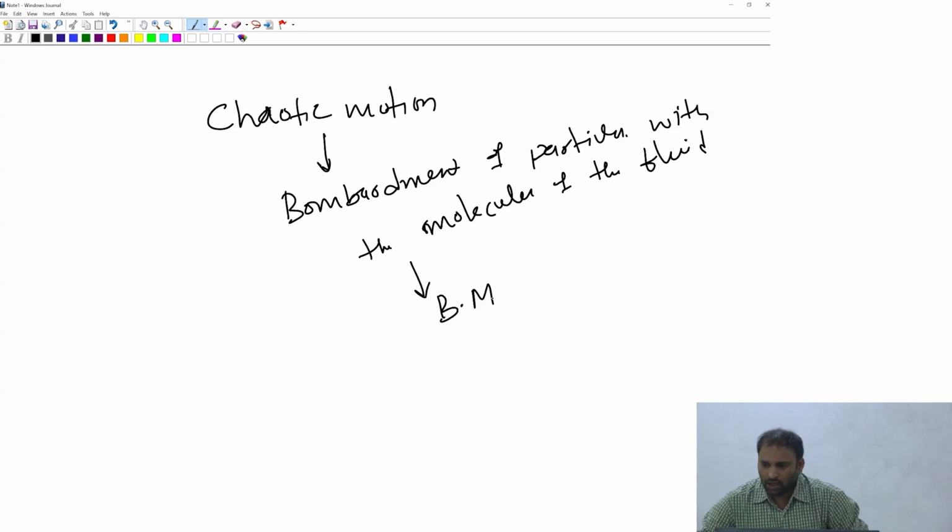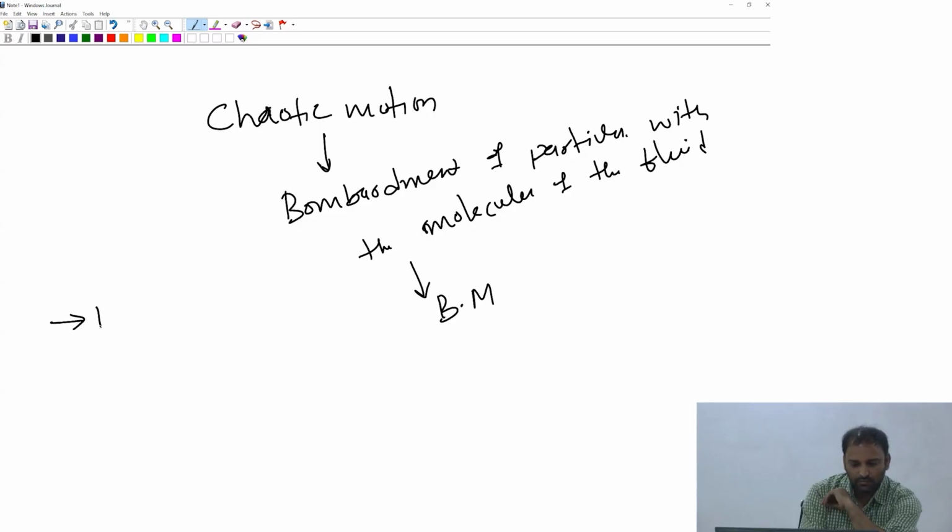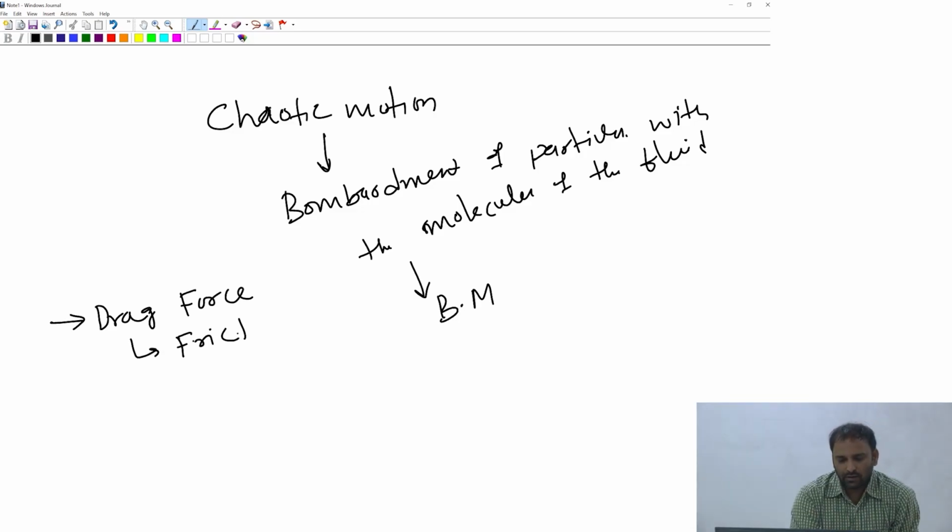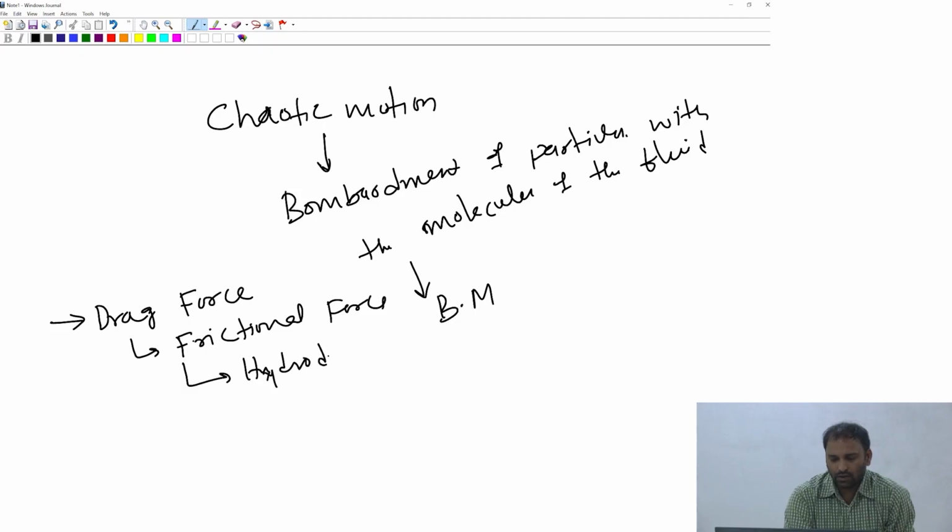Now, from yesterday's lecture, we know that whenever we have a relative motion between the particle and the fluid, there is going to be something called a drag force. We also said it is also called a frictional force. You can also call it the hydrodynamic drag force.